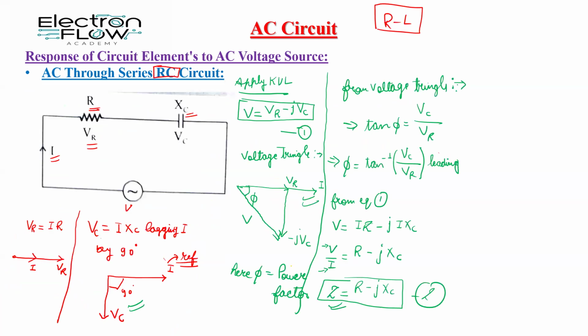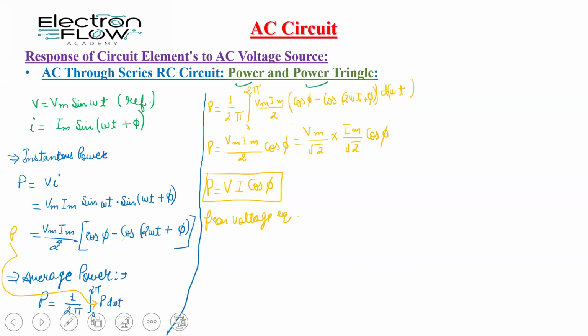This is our voltage equation number 1. Okay, this is our voltage equation. From the voltage equation, V is equal to VR minus jVC. So from this equation, we can put the value: voltage is equal to VR, meaning V cos phi, minus jVC, meaning j times V sin phi.